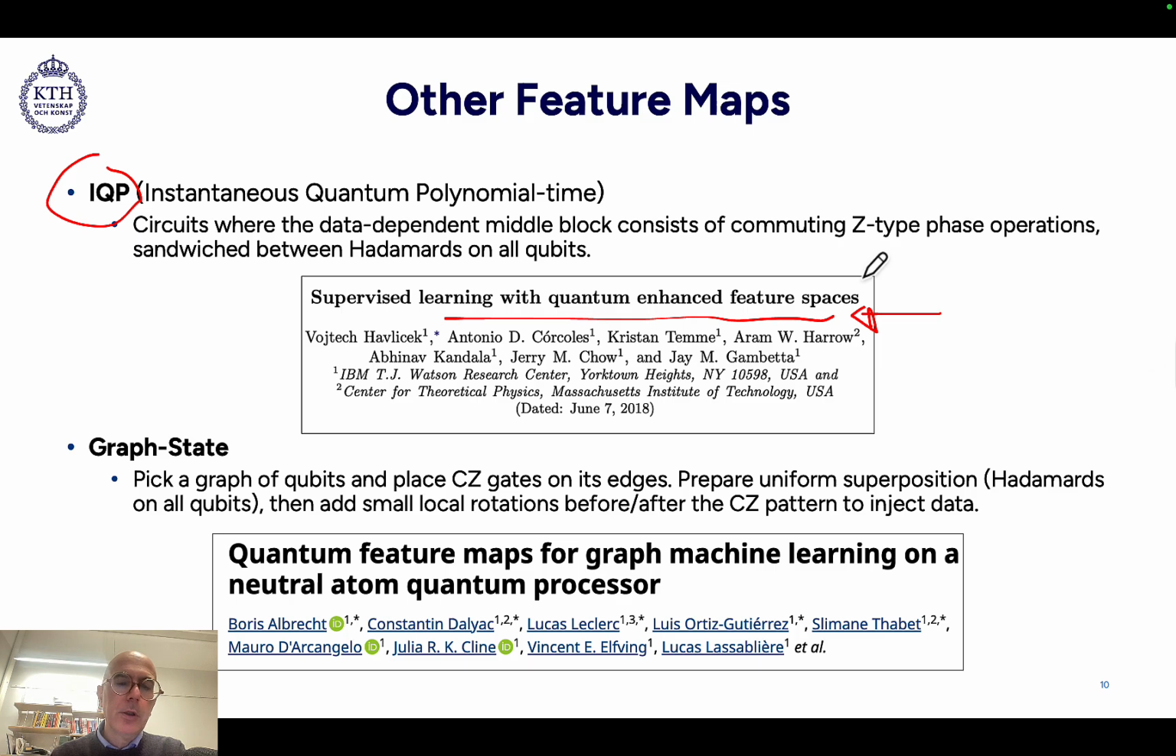There are also feature maps that try to encode some graph structure. These are called graph states. So here we pick a graph of qubits and place controlled-Z gates on its edges, and then prepare a uniform superposition with Hadamard gates on all qubits, and then add small rotations before and after the controlled-Z pattern to inject data. If you're interested in this, I also recommend this very important paper here on the slide.